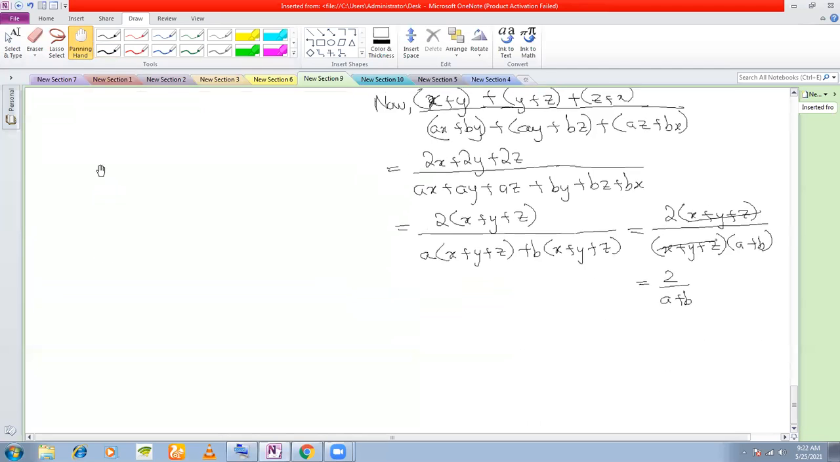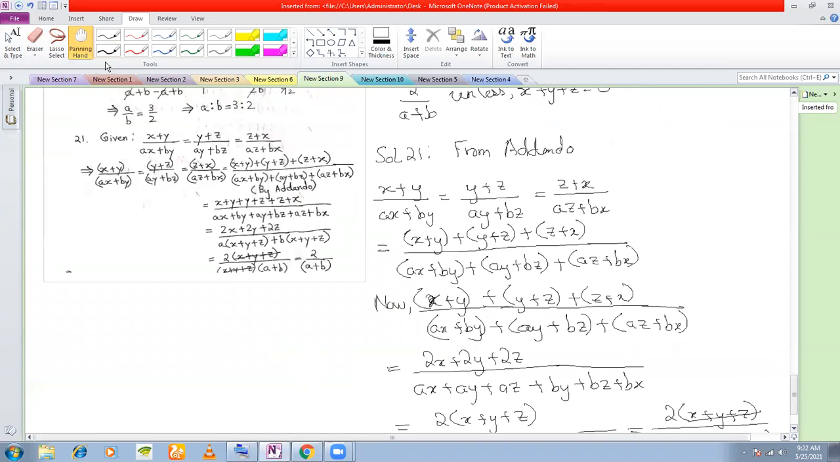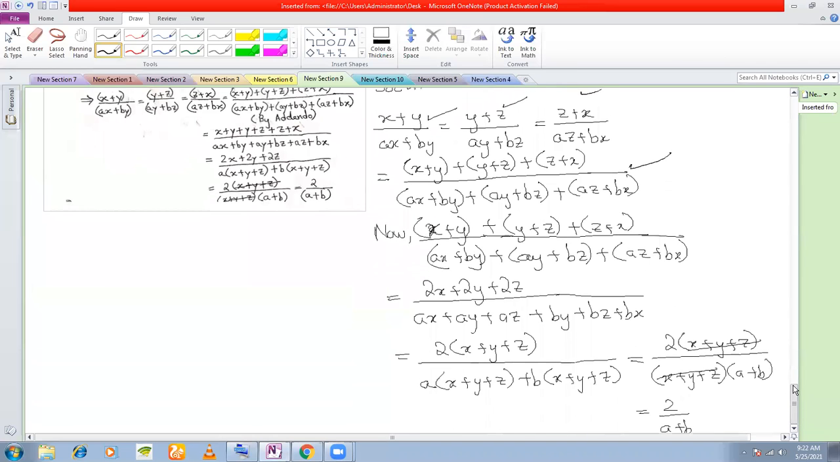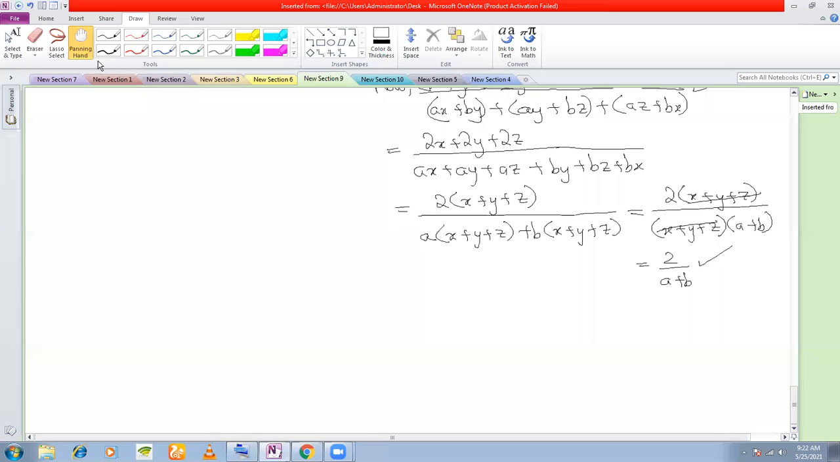So hence each of these ratios was equal to this ratio, and this ratio here we have shown is equal to 2 by a plus b. So hence each of these ratios is equal to 2 by a plus b. And that's it. Okay, so I'll stop here.